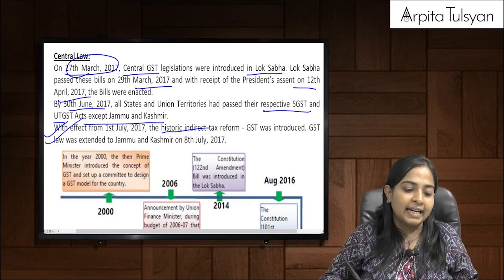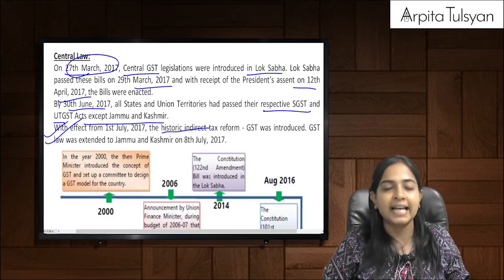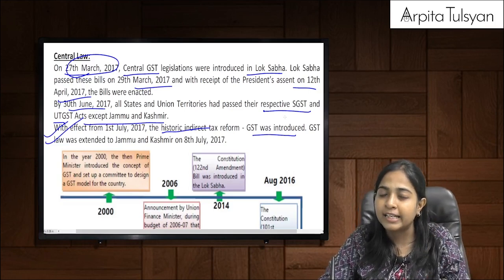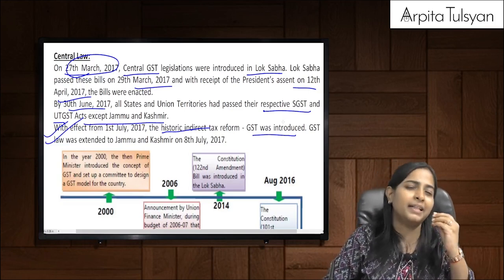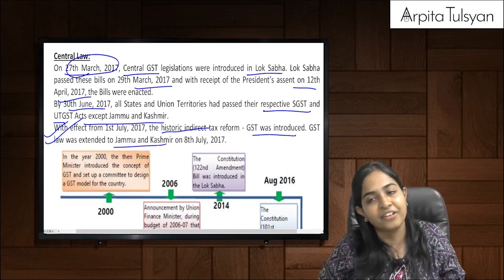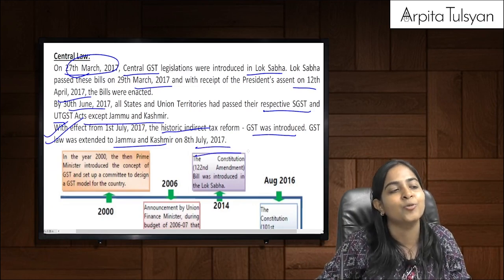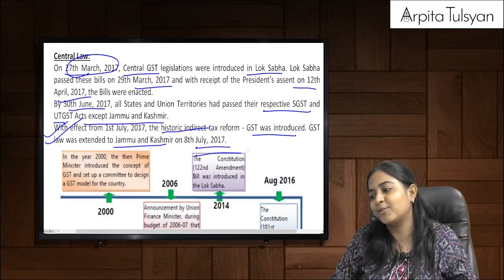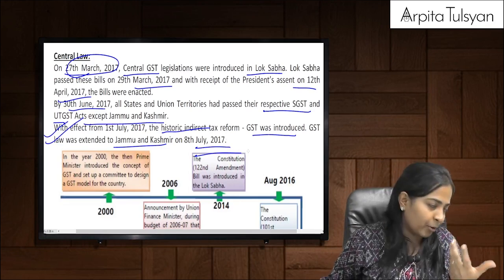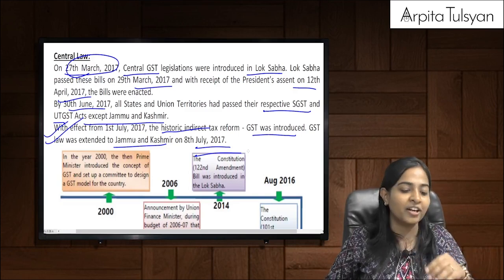Yes, and this historic tax reform was done and GST was introduced in India. Which state had still not agreed to it? That was Jammu and Kashmir. But then it also said, okay, fine, we will also adopt the same. And within a week, on 8th July 2017, Jammu and Kashmir also adopted the same. And it said that, okay, I am also with the country now because it is a part of our country.